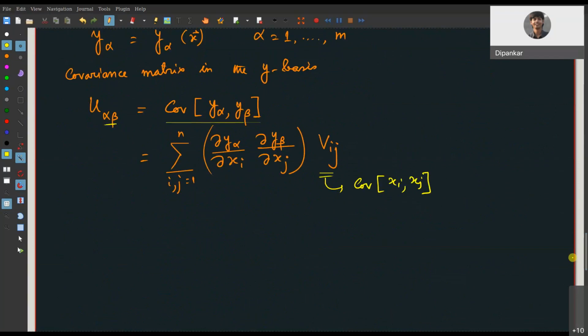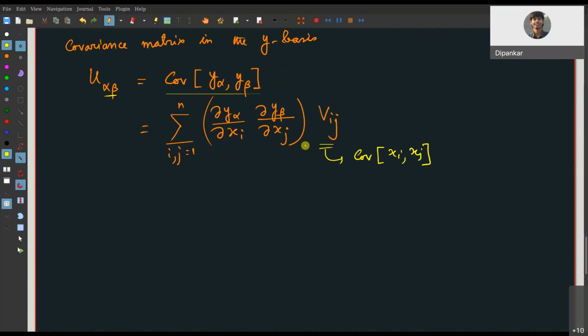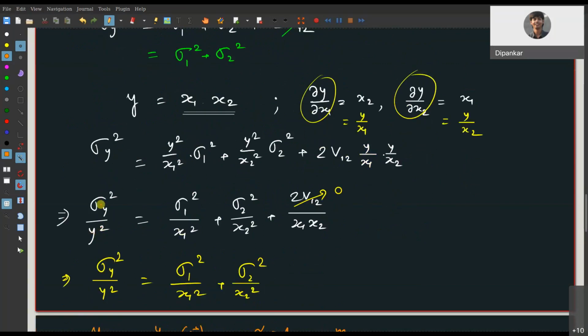Now you can cast this relation in a fancier notation, so that our knowledge of linear algebra can be applied here. I always forget to mention that it is evaluated at x equals mu. You should always remember that this is always there, which I forgot to write here. It also means that these are evaluated at the mean values of x1 and x2, that is, at x equals mu.